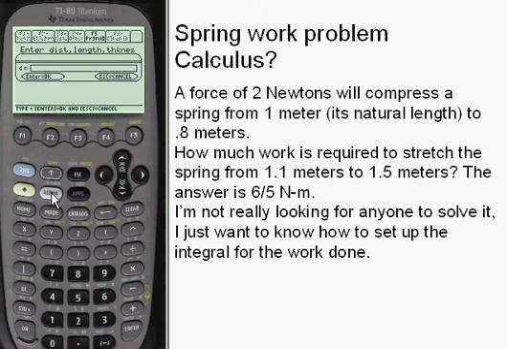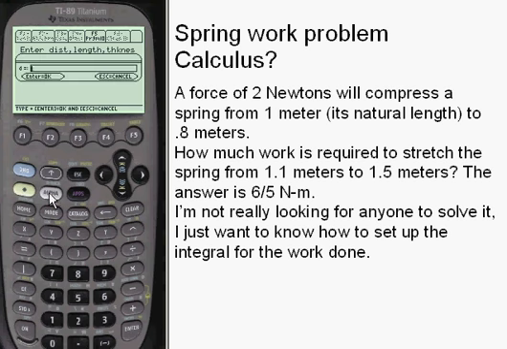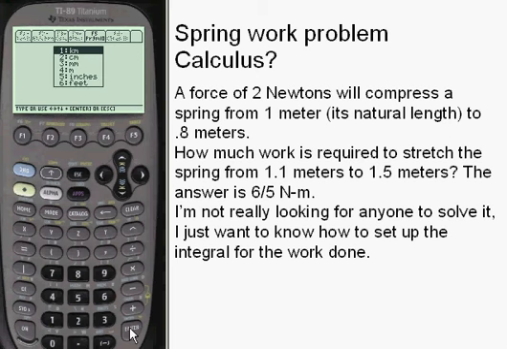Third distance is alpha 1.1, number 4. That looks correct. The fourth one is alpha 1.5 meters, and that's correct.